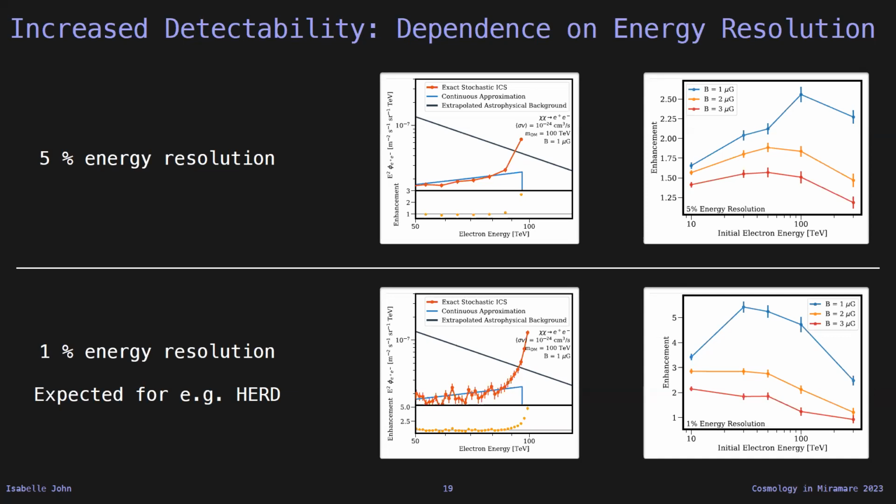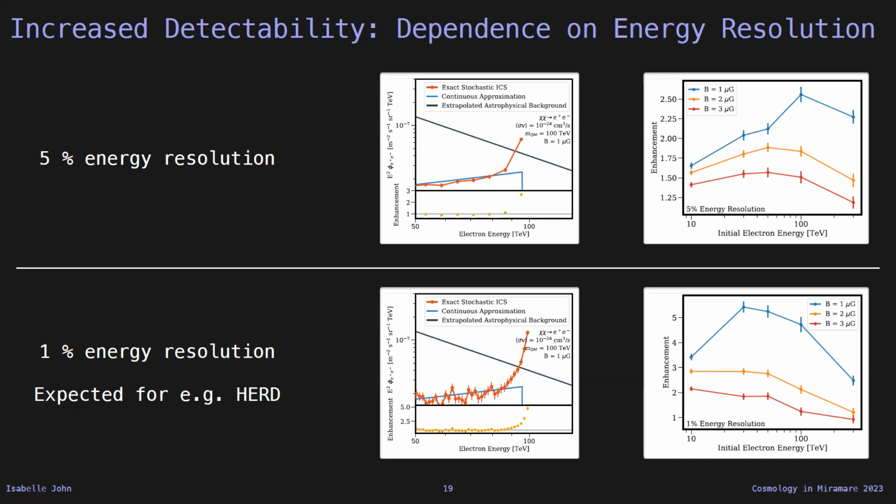If we use a 1% energy resolution, which is quite reasonable, it's expected for experiments like HERD in a few years from now, we can see that this enhancement, we can resolve it even further. So then instead of a factor of 2, it's a factor of 5. And this also translates to lower energies where the average energy loss in the first inverse Compton scattering interaction is smaller. But if we have a good energy resolution, then we can still resolve this and have this increased detectability potential.